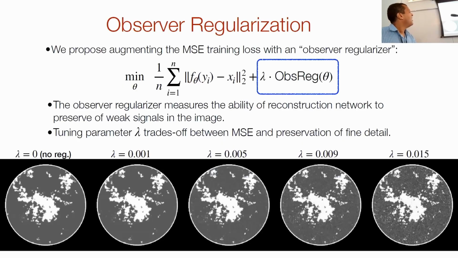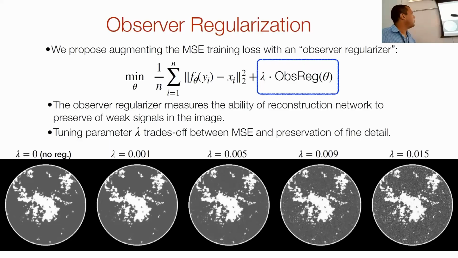All right, so the one thing that Greg came up with is something called the observer reg, which I'm not going to get into the details of, but basically it's a term that will preserve the visibility of those small signals. You just add this onto the least squares term and you do your training, and there's a tunable parameter also. So the key point of this talk is understanding that there's this lambda here that you can tune.